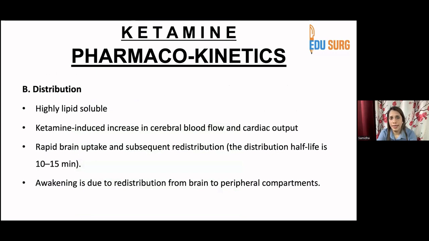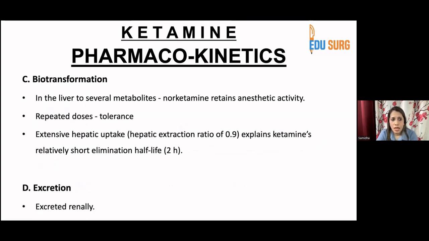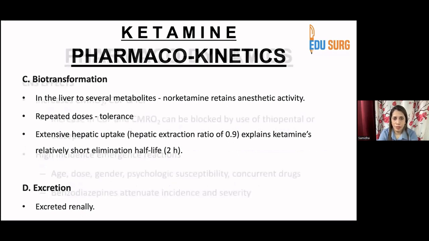Distribution: again, highly lipid soluble, it increases cerebral blood flow and cardiac output, with rapid uptake by the brain and subsequent redistribution. Half-life is only 10 to 15 minutes. Awakening is due to redistribution from brain to the peripheral compartments. In the liver, it is metabolized to several metabolites; norketamine retains anesthetic activity, so it's an active metabolite. Repeated doses may cause tolerance. Extensive hepatic uptake with an extraction ratio of 0.9. That is why it has a very short elimination half-life of 2 hours, and is excreted renally.